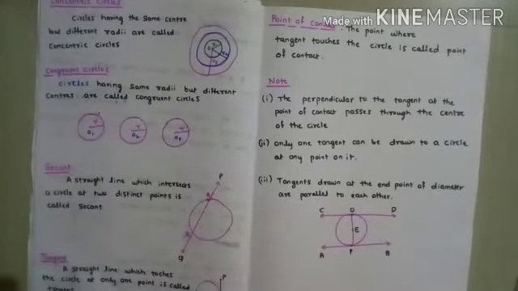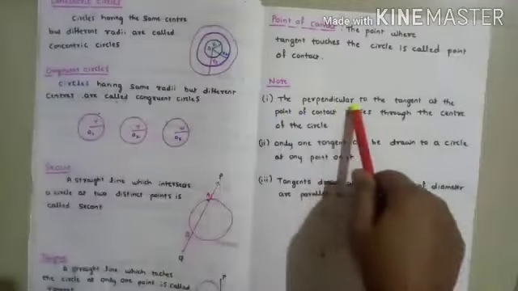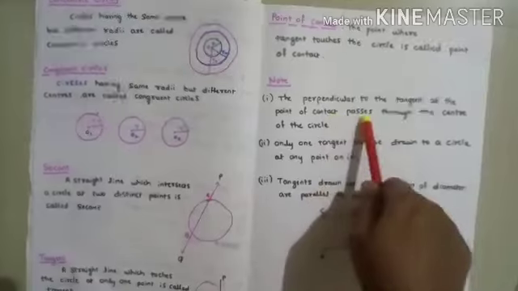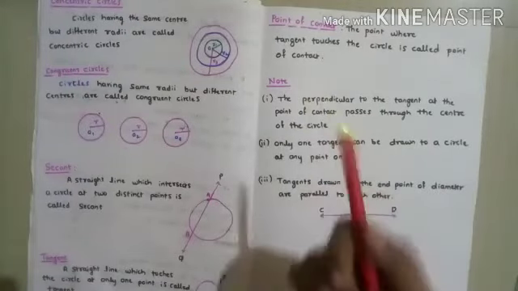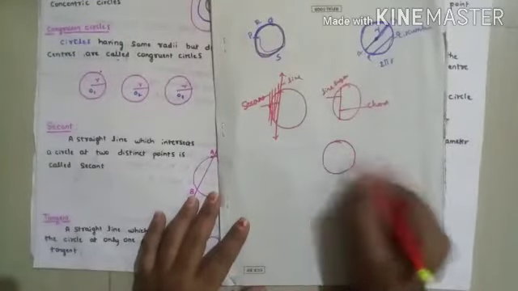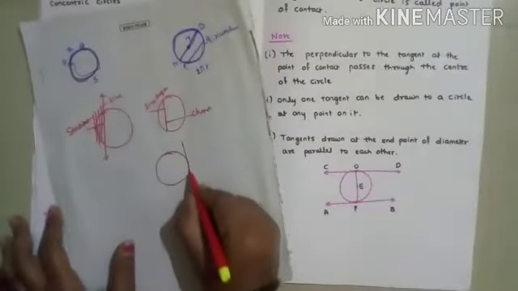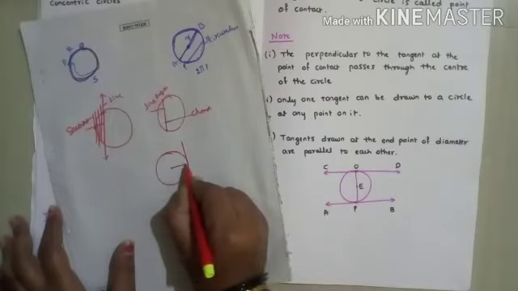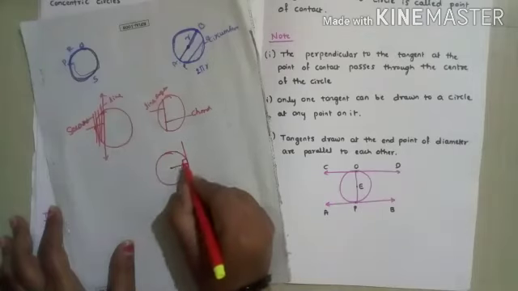Next we will see some notes here. These are important points. You should remember them. Note means you should remember those key points. First one: the perpendicular to the tangent at the point of contact passes through the center of the circle. See, suppose this is a circle. If you draw the perpendicular to the tangent, suppose one tangent is there like this, and the perpendicular is here, this line will pass through the center of the circle. If it is perpendicular to the tangent, that line will pass through the center of the circle.